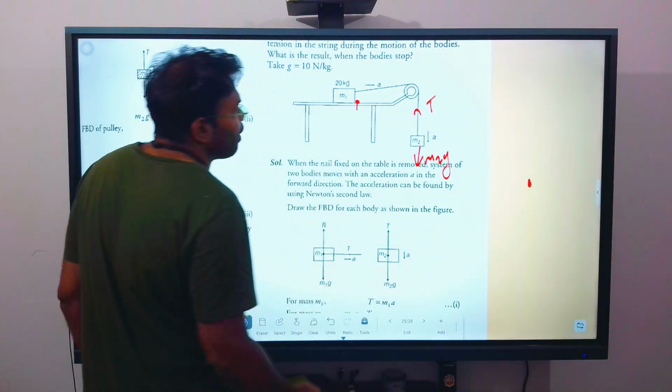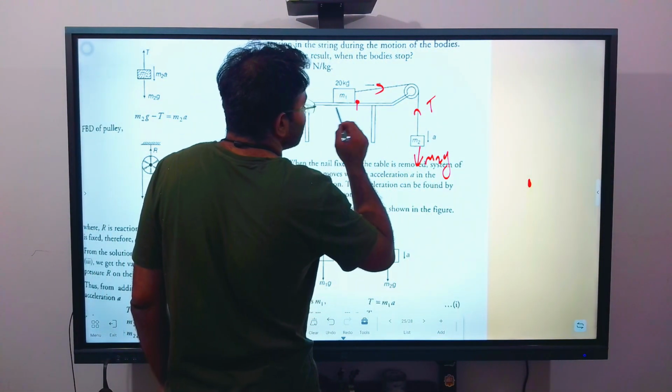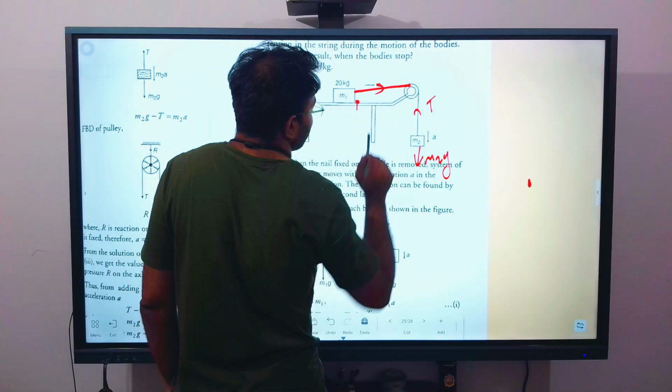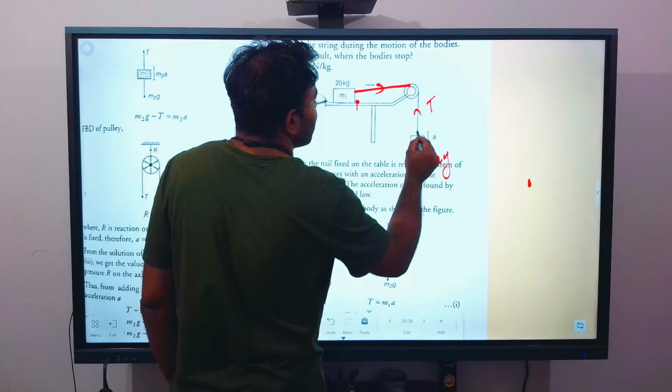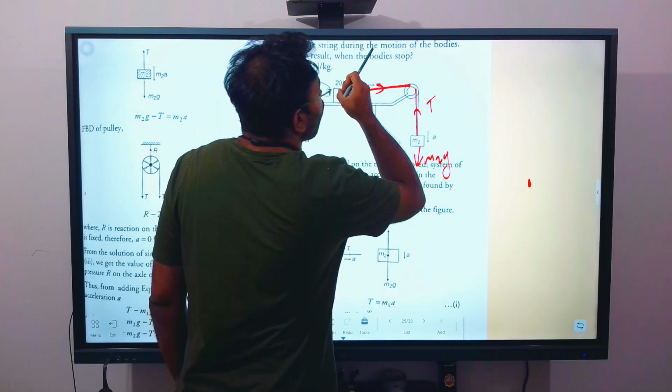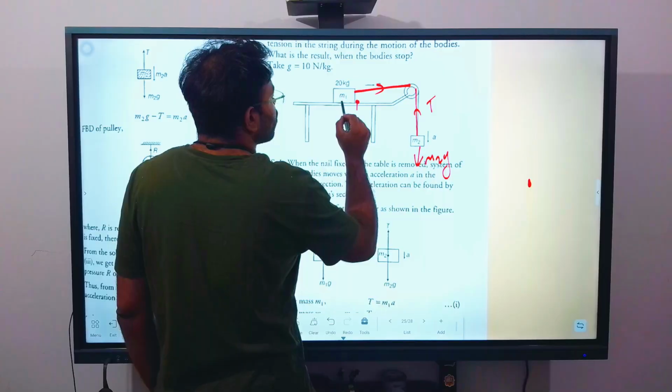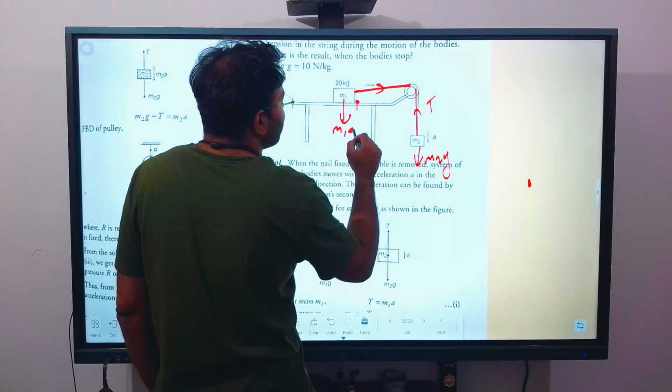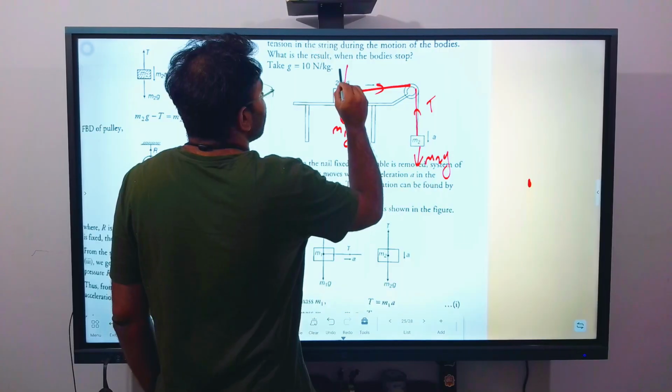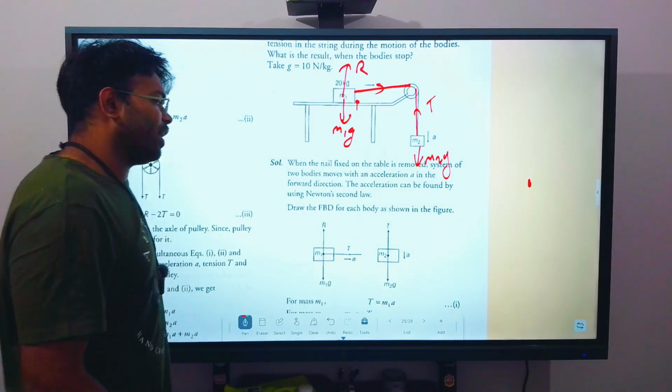Now, here what is happening? There's a tension like this going, and this is basically making the body m1 move. m1 has what all things? m1 has m1g in the downward direction. You have the normal reaction in the upward direction.